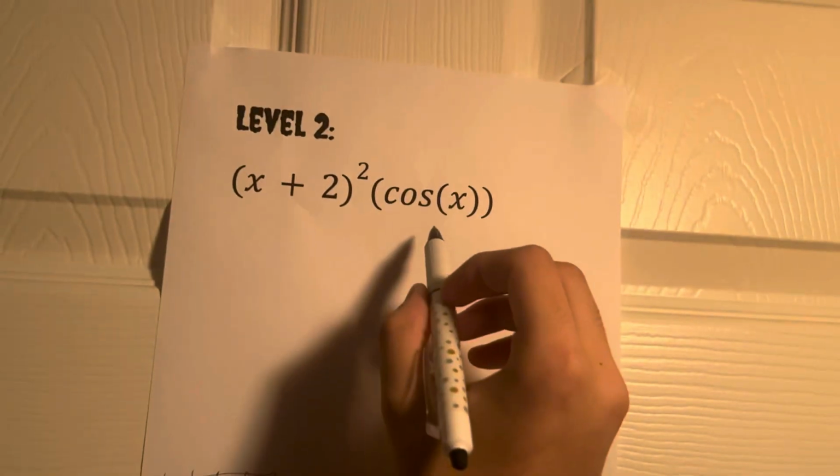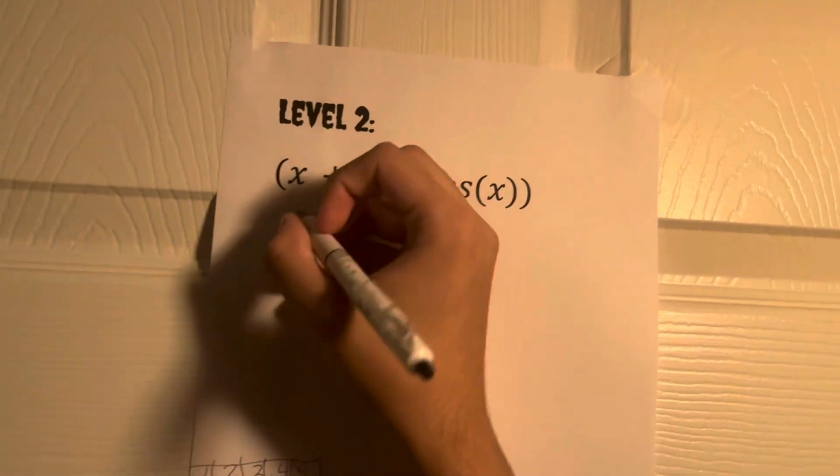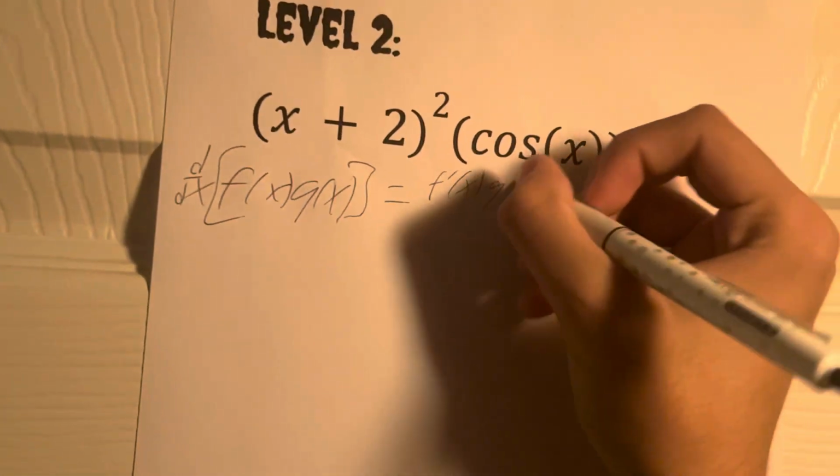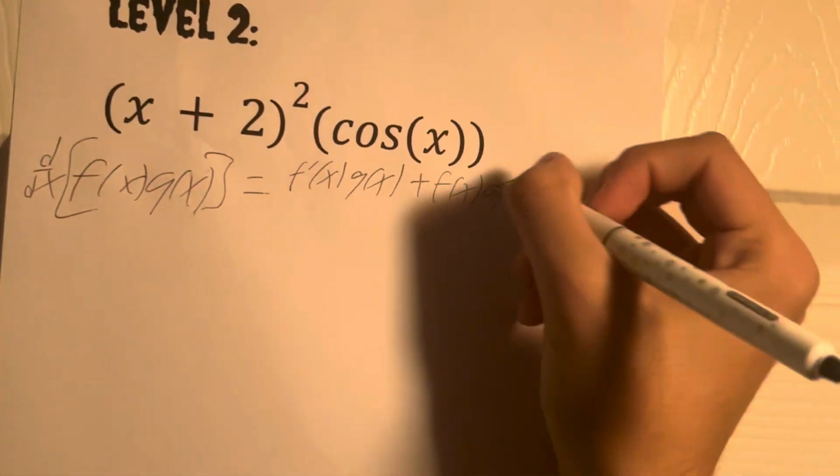But since it's also being multiplied by cosine x, we have to make use of the product rule. The product rule states that the derivative of f of x times g of x is equal to f prime of x, g of x, plus f of x times g prime of x.